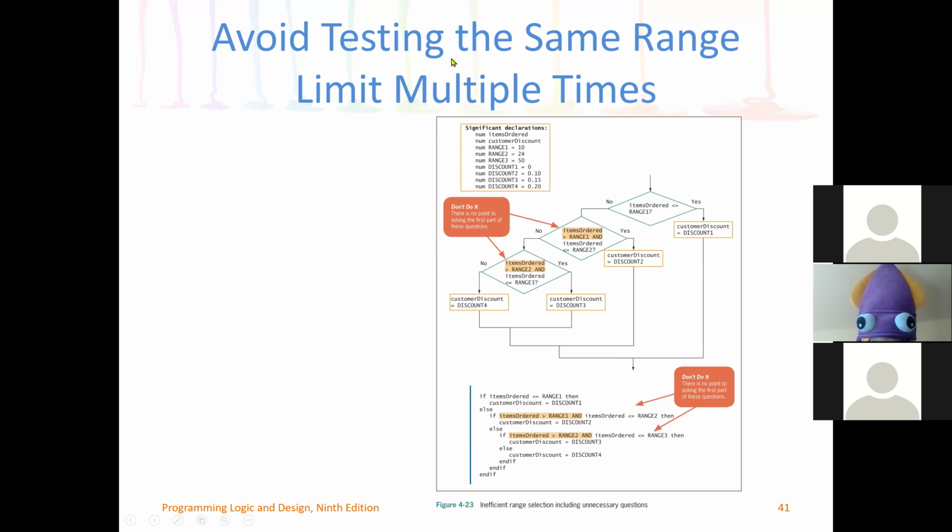Also, we should avoid testing the same range limit multiple times. So here you can see that we are testing the same thing down, yes, no, then yes, no again. And we should avoid that.